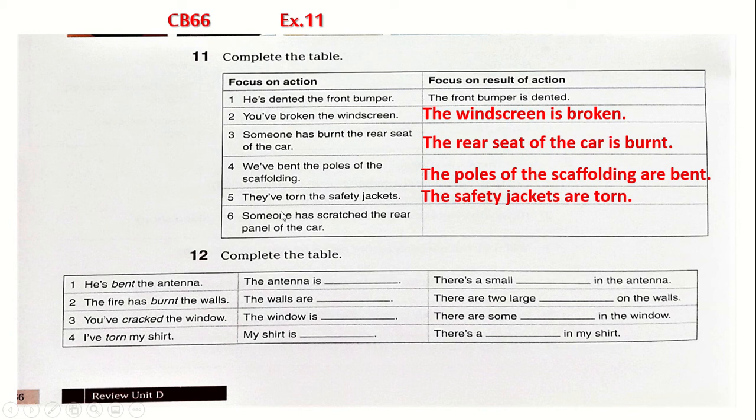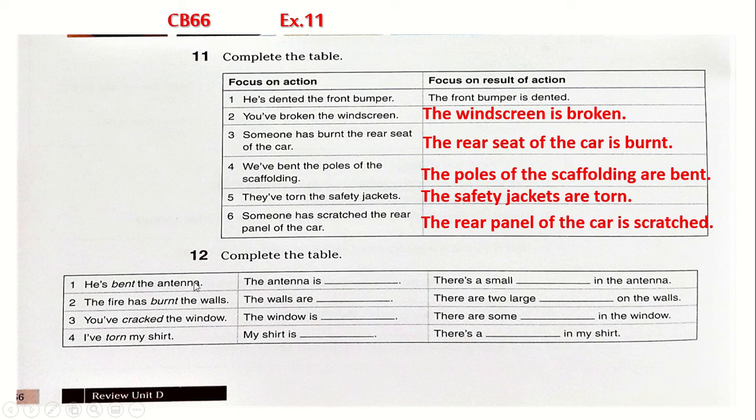The last sentence in this exercise, someone has scratched the rear panel of the car. Where is the object? The rear panel of the car. So we start with the rear panel of the car, and then it's singular, so we use is, and scratched. So the answer should be the rear panel of the car is scratched. Good. Now here we need to complete this table.